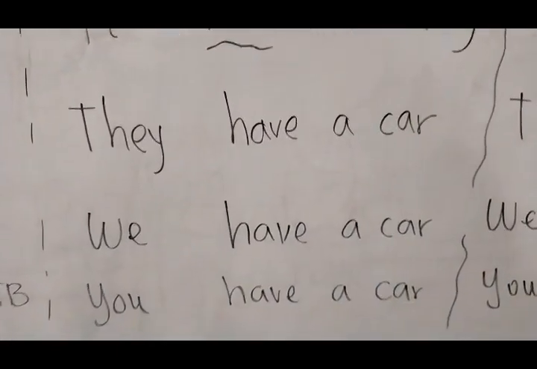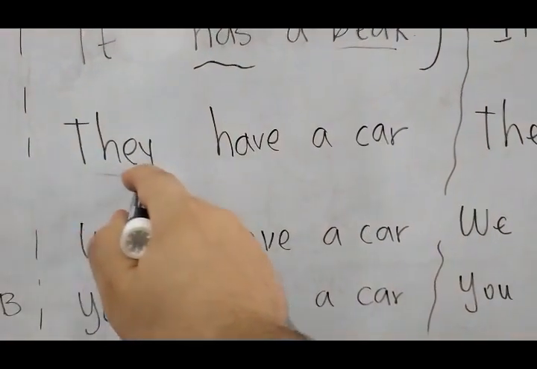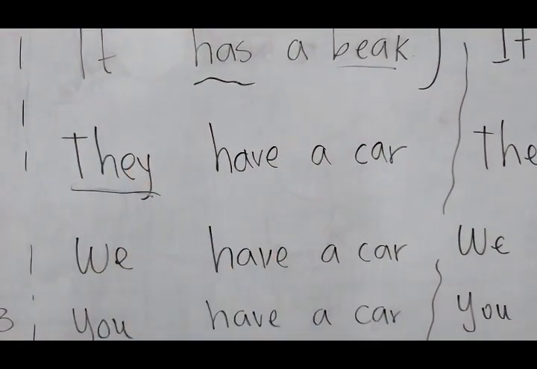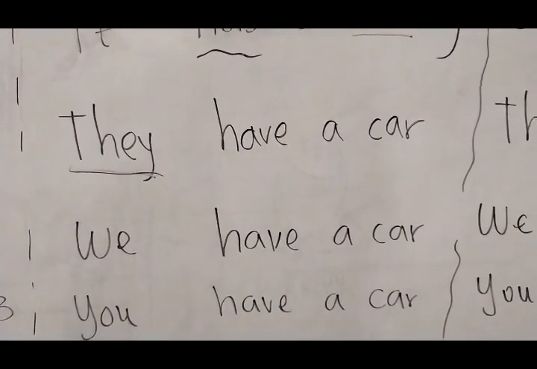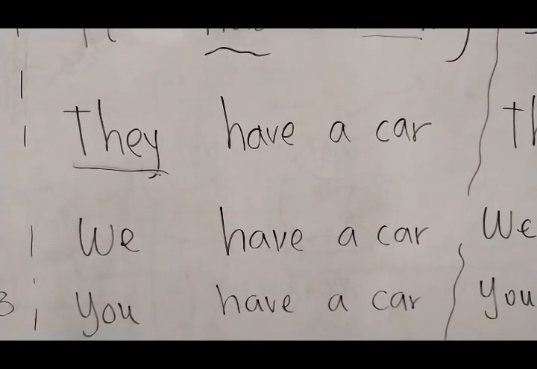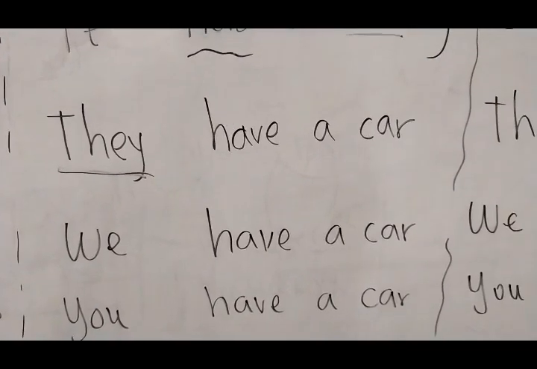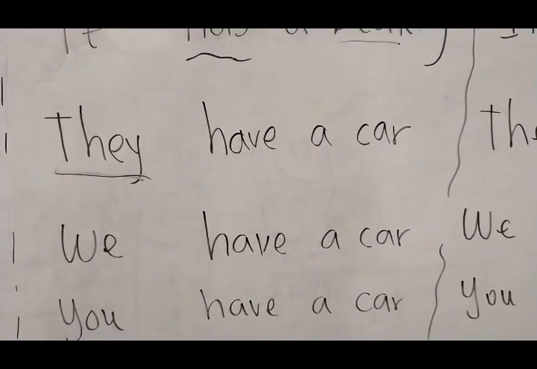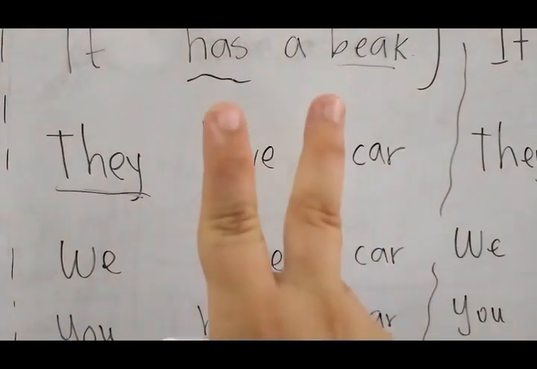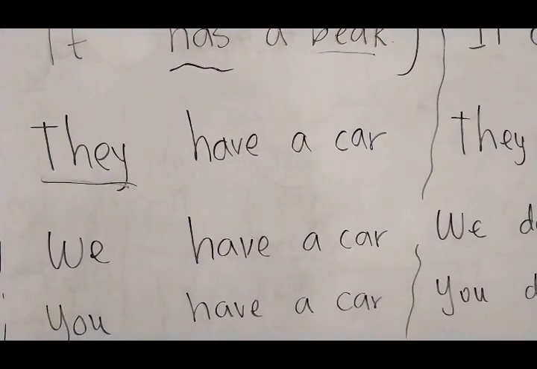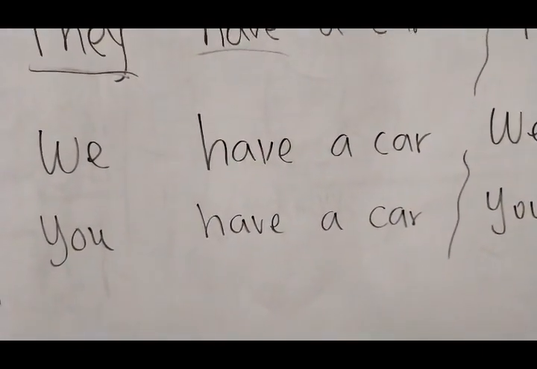So let's move here. They have a car. Ellos tienen un carro. Instead of using they, we can also use proper names. For example, Andrea and Jose have a car. Another example, my wife and I have a son. In this case, we are referring to two or more people, so we can use have. We have a car.